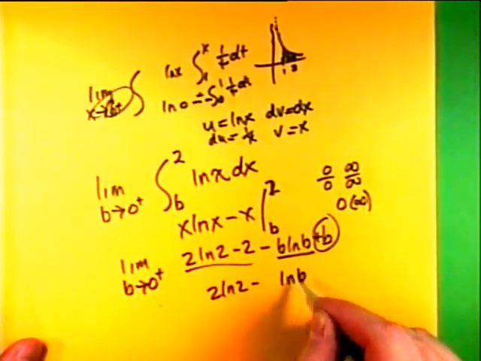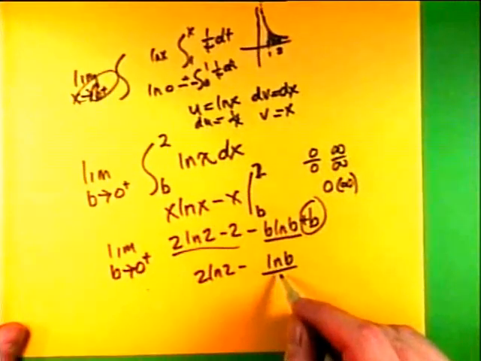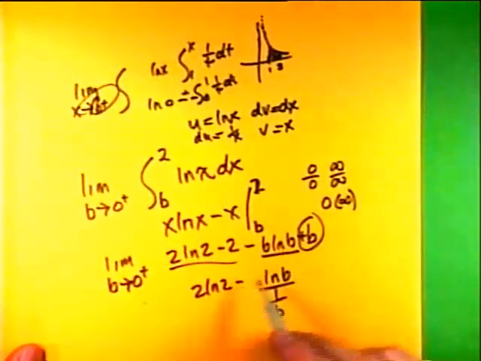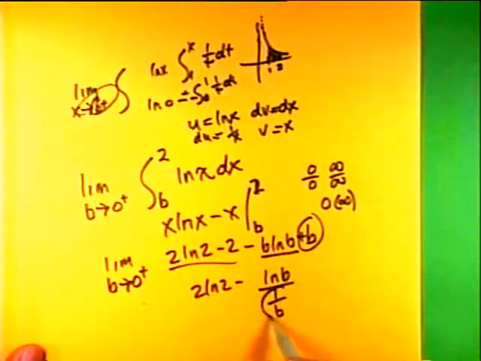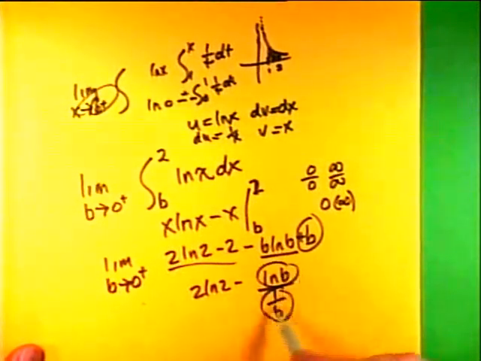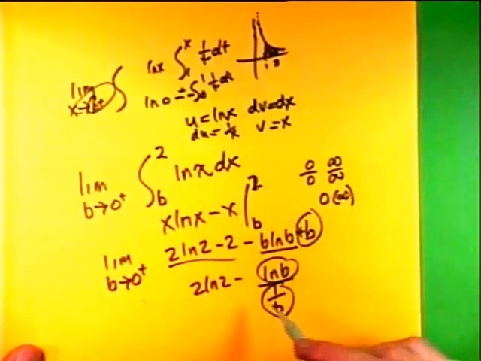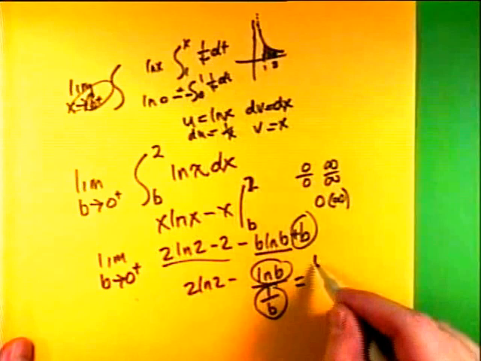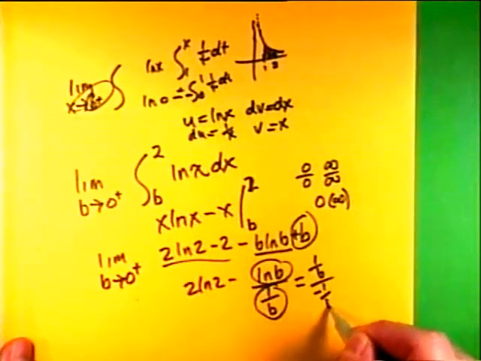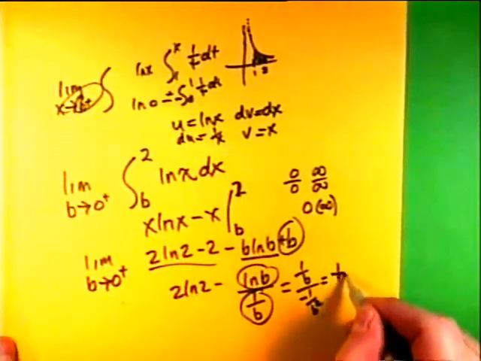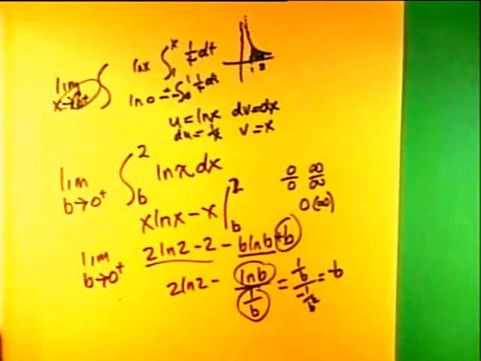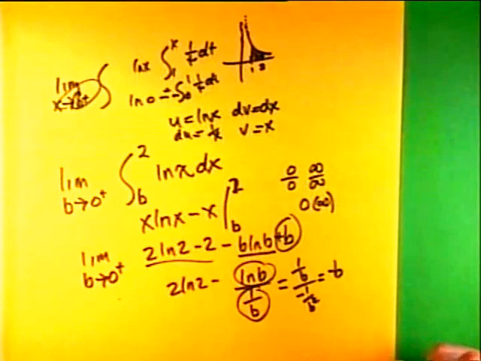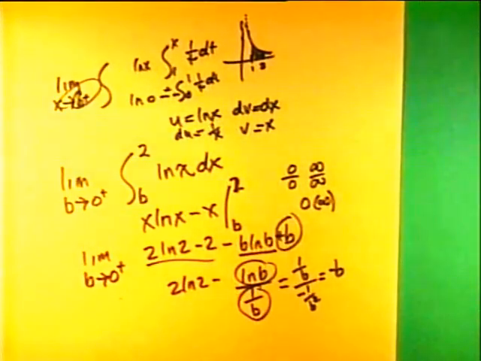So if you rewrite b natural log of b as natural log of b over 1 over b, now you have infinity over infinity. Because now you can do L'Hopital. You take the derivative of the top and the derivative of the bottom, which is 1 over b over negative 1 over b squared, which simplifies to negative b, and now when you plug 0 in, you just get 0. So your instinct was right. The answer was 0, but you got lucky. Okay, so the answer is 2 natural log of 2.